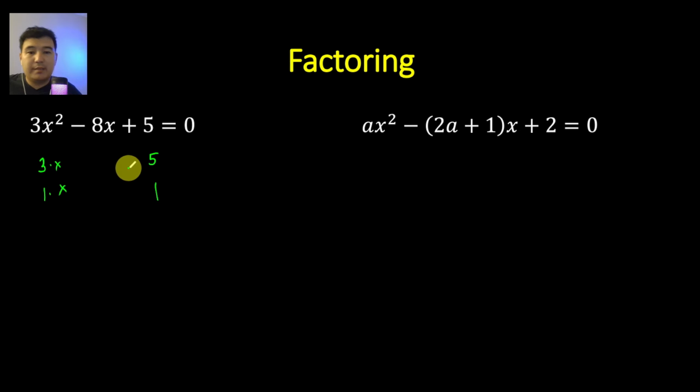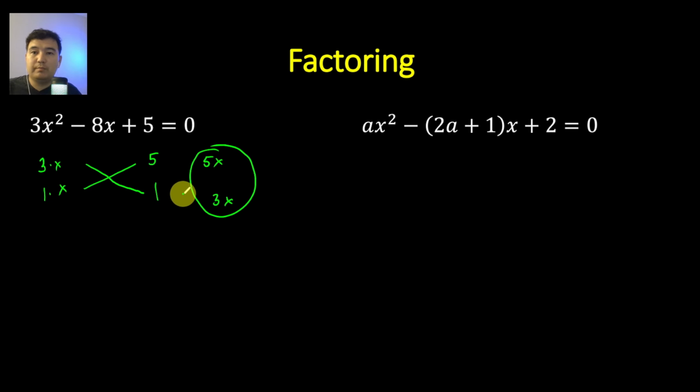Now here comes the very important part of this factorization when it's not a quadratic function with leading coefficient 1. You have to multiply it like this. When you multiply x by 5, you get 5x, and when you multiply 3x by 1, you get just 3x, right? And all of this together should be equal to negative 8x, but in our case it's positive 8x. 5x plus 3x is 8x. So we have to change something.